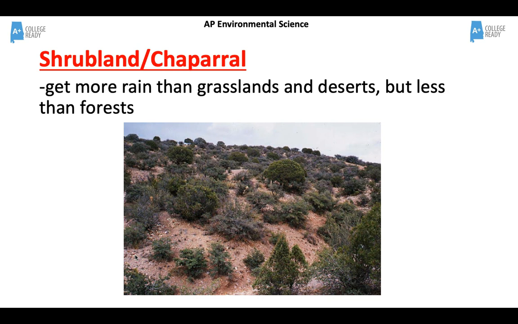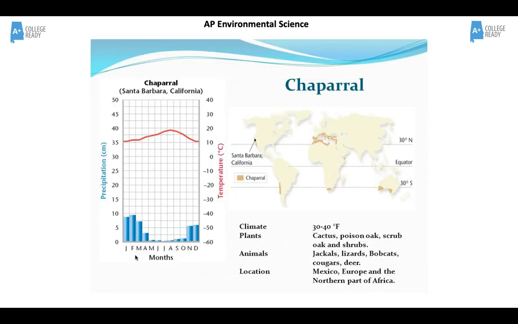Shrublands get more rain than grasslands and deserts, but they still get less than forests. So they're kind of an in-between biome. You can see with the climatogram, they do get more rain than the deserts. Very, very little rain at all in the summer here. And the temperature is actually pretty consistent throughout the year. There's not much of a bell curve there. The climate is going to be generally between 30 and 40 degrees Fahrenheit.